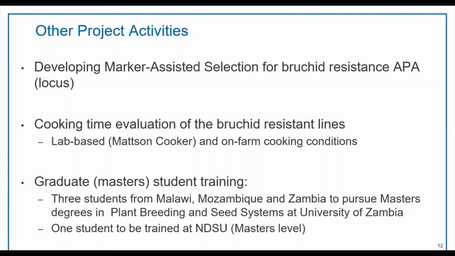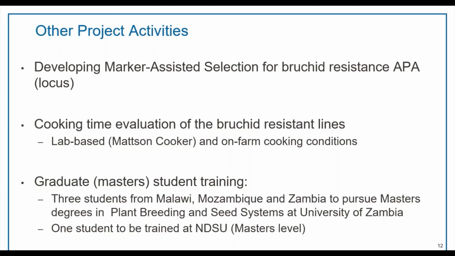That's where we ship materials, and the lab work will be done there to identify markers that we could use to enhance the selection efficiency for the APA locus. Then we are also going to be conducting the cooking time evaluation of the Bruchid resistant lines. We use the Matson cooker in a lab setup and also conduct on-farm cooking trials, meaning we'll go into farmers' communities and conduct cooking trials on those lines that we find to be Bruchid resistant.